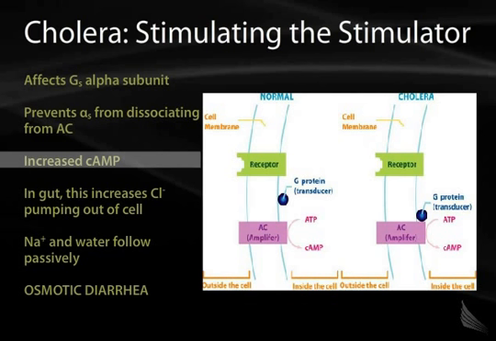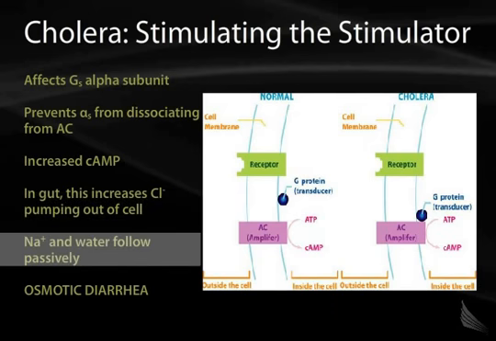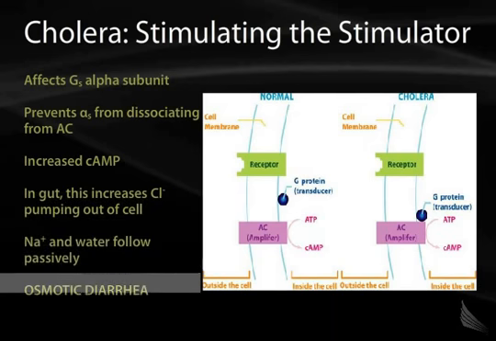In the specific cells that are affected by this toxin, that is the GI mucosal cells, an increase in cyclic AMP will increase the activity of a pump, which pumps chloride out of the cell and into the lumen of the gut. Sodium and water will passively follow, and this will lead to a massive osmotic diarrhea.